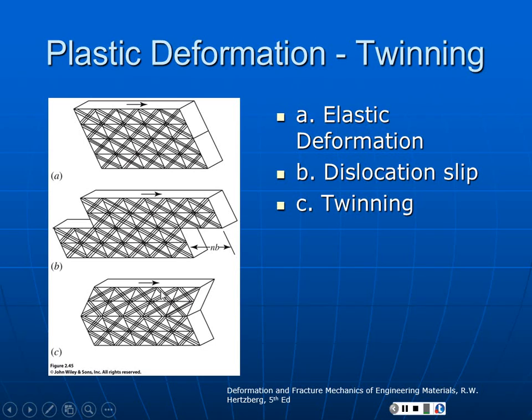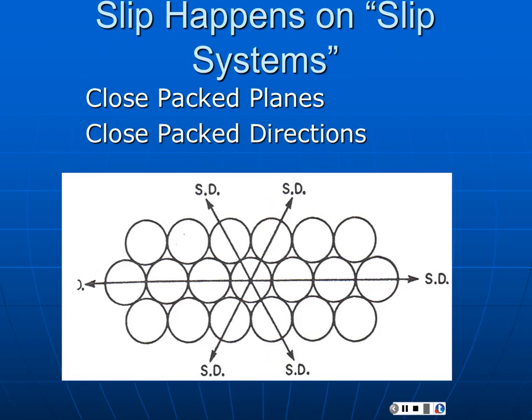So it's in general a higher energy mechanism than dislocation slip, and more difficult to do. And so in a lot of materials, it doesn't occur because slip occurs first. All right, so those are your elastic and plastic deformation reviewed.